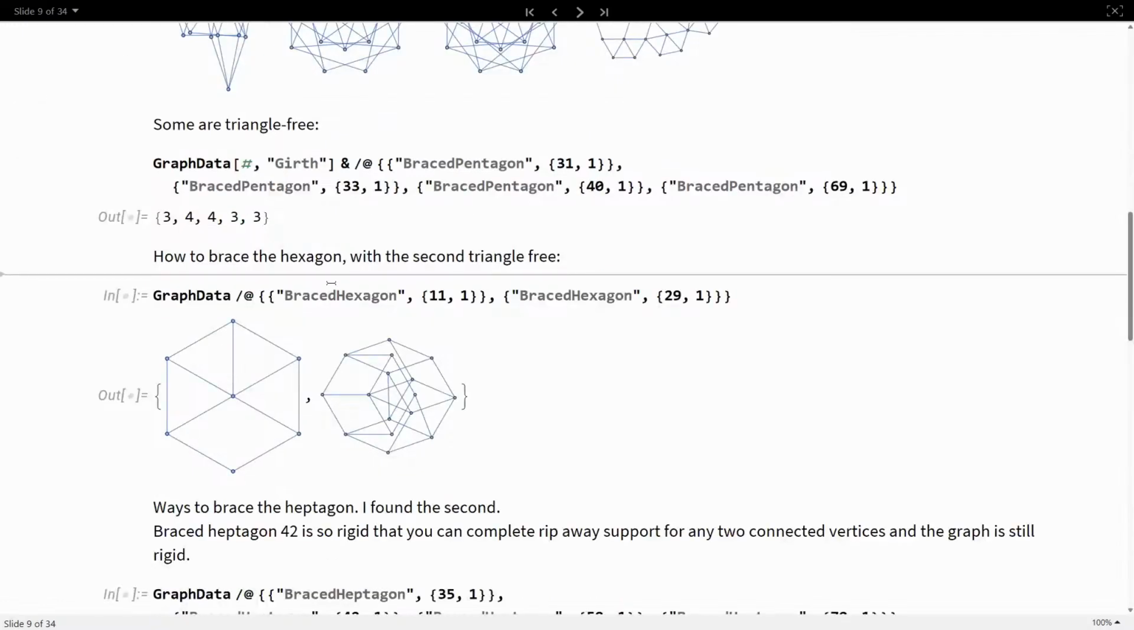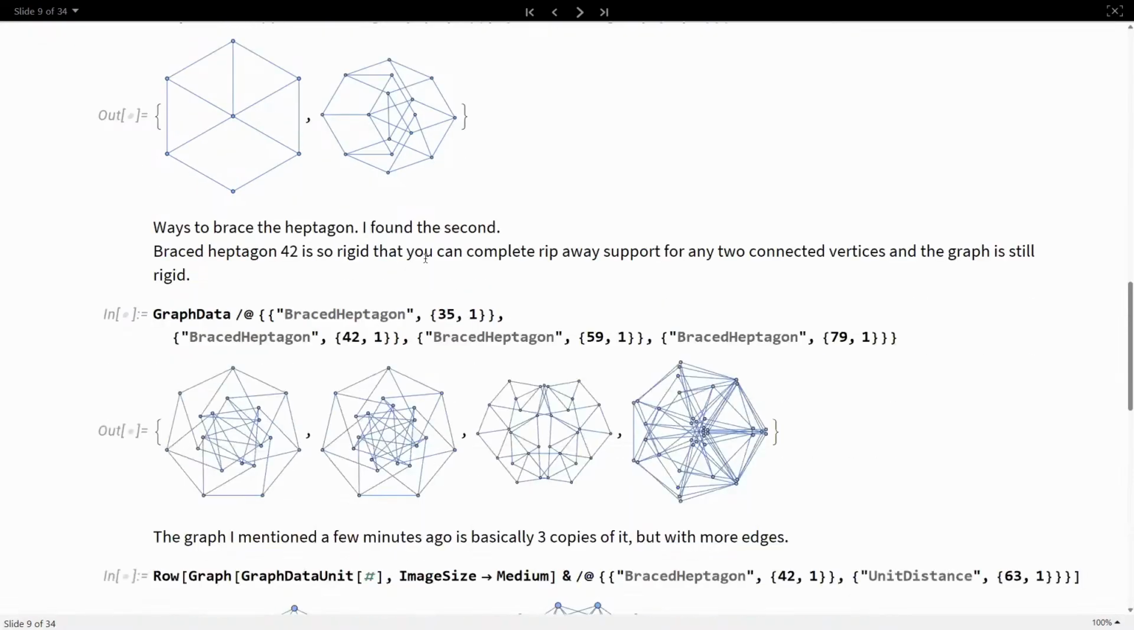Bracing the hexagon is easier if you use triangles; you just add a few. But if you don't use any triangles, it's much harder. And here's a way of bracing the hexagon without any triangles.